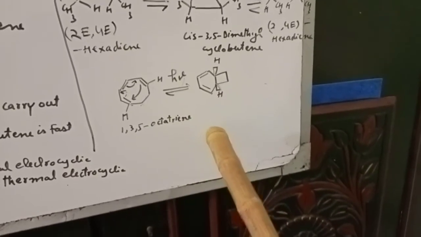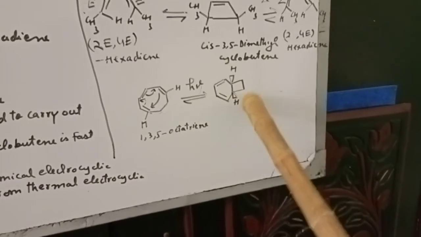This is 1,3,5-octatriene. It is cyclized and converted into this product upon heat or sunlight.